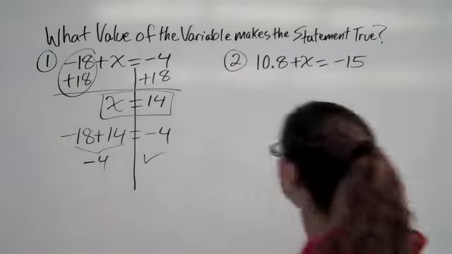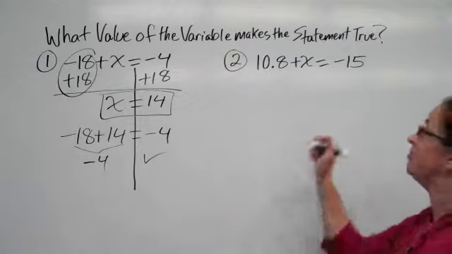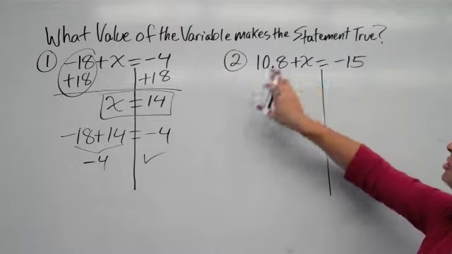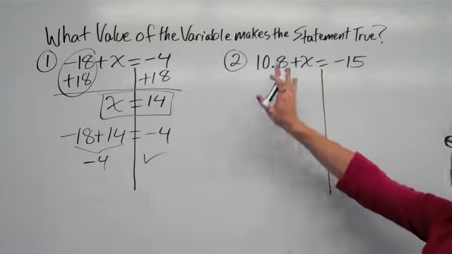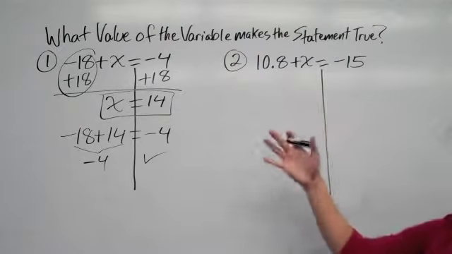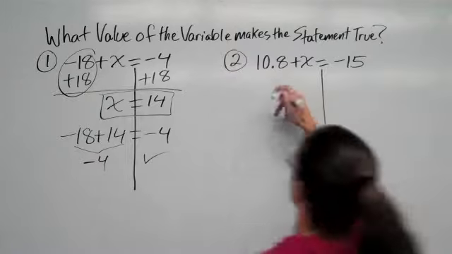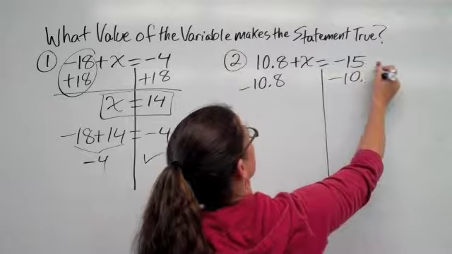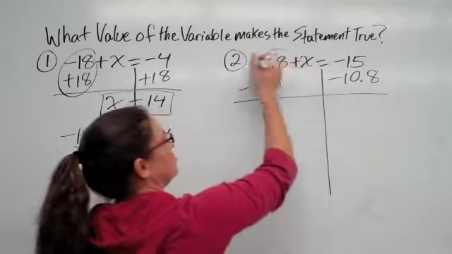Awesome. Number 2, start building your fence. Here's my variable in x. I want to get it by itself. What's attached to it? 10.8. What's the inverse of 10.8? We're going to subtract it because it's being added, so we want to subtract it now. If I subtract 10.8 and subtract 10.8, this will simplify out to a 0.